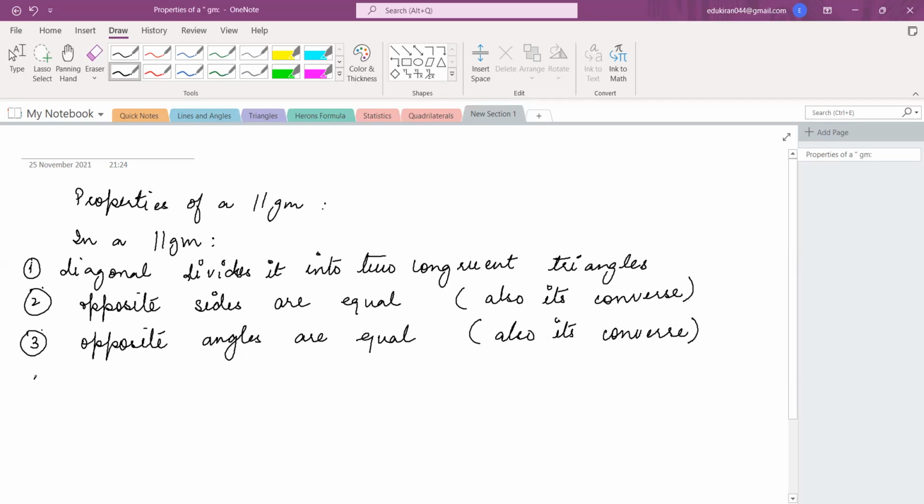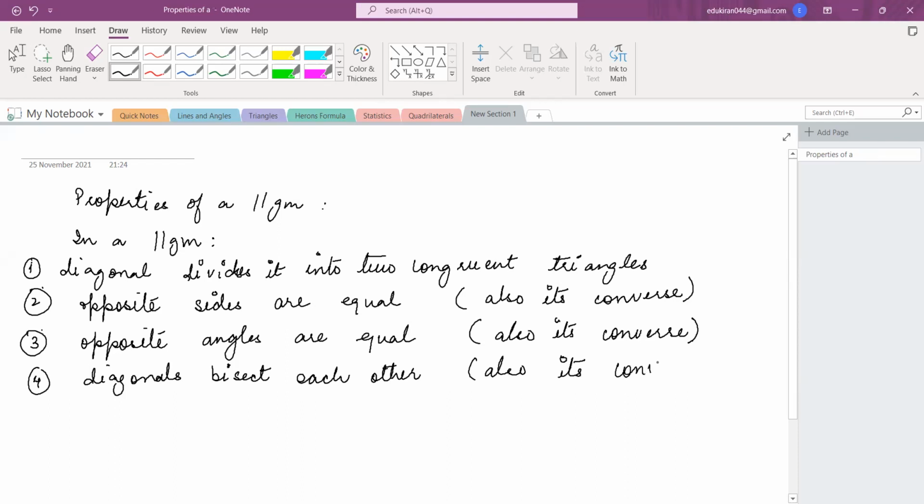The fourth one is diagonals bisect each other. Also its converse. So will you be able to remember it like this?